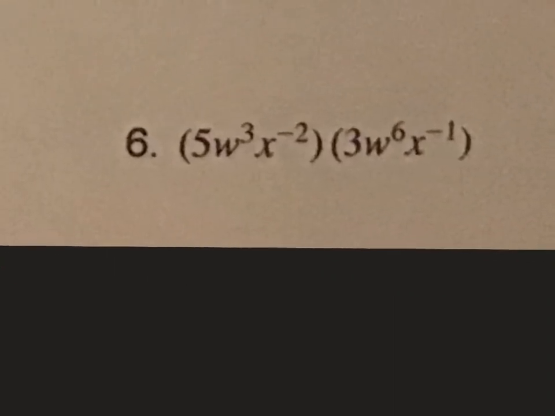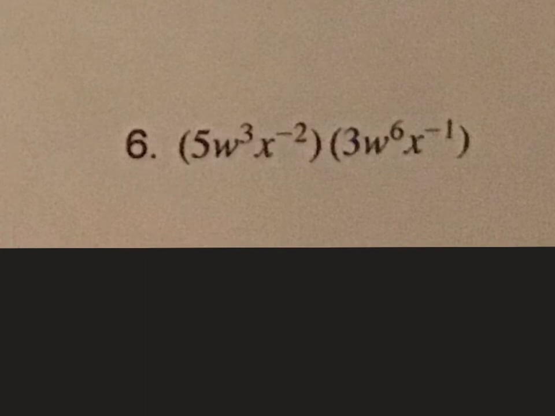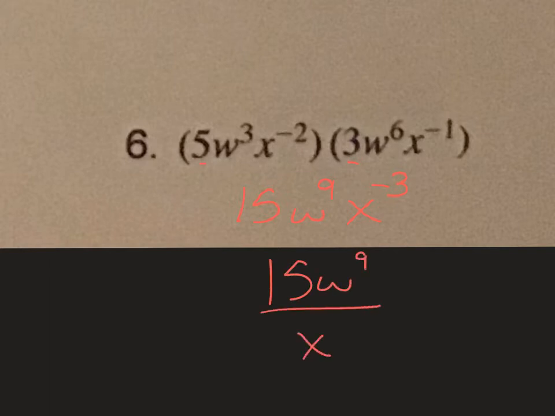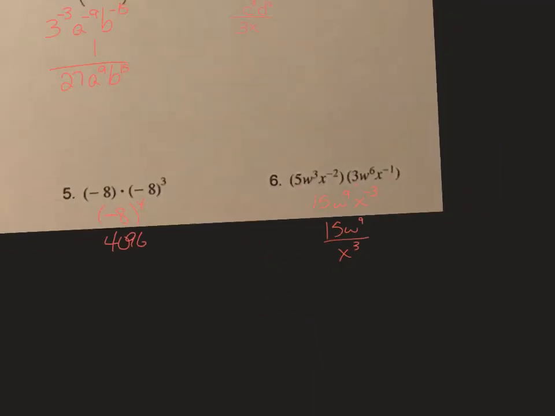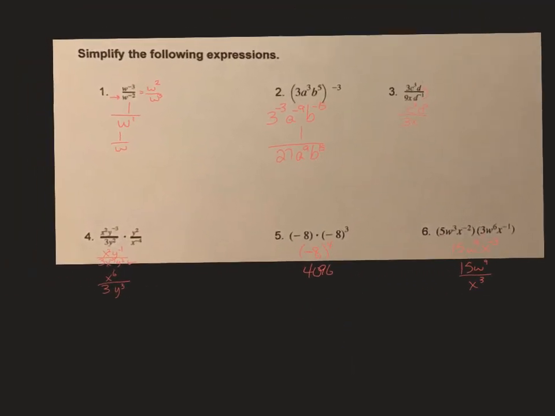Number 6, just multiply. Remember, when you multiply, you add exponents, but don't forget the coefficients. 5 times 3 is 15. W to the 9th, x to the -3. And do not ever leave a negative exponent in your final answer. So I'm going to flip that -3 and make it x cubed. All right? That's the first part of your test. I'm going to make sure that's all I have on this slide. Sure is. Let's go to the second one.